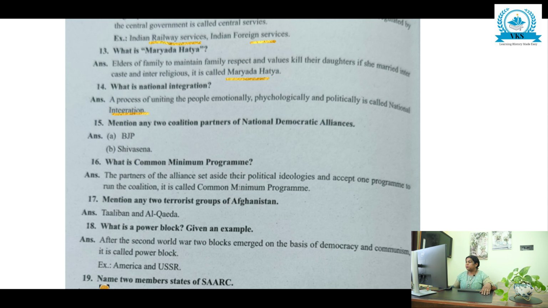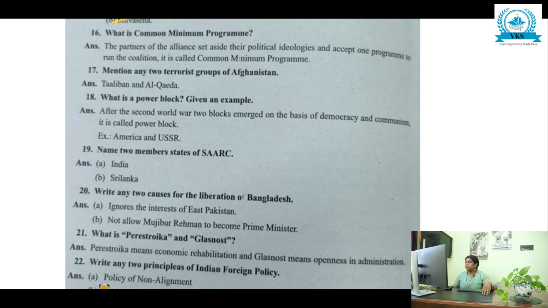Mention any two coalition partners of National Democratic Alliance, BJP and Shiv Sena. What is Common Minimum Program? The partners of the alliance set aside their political ideologies and accept one program to run the coalition, that is Common Minimum Program. Mention any two terrorist group of Afghanistan, Taliban and Al-Qaeda. What is a power bloc?